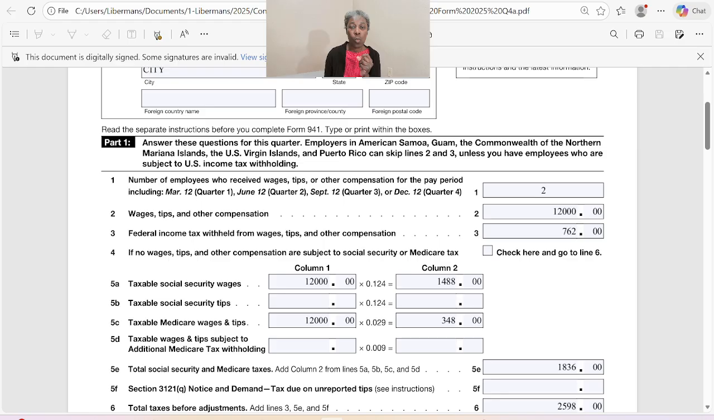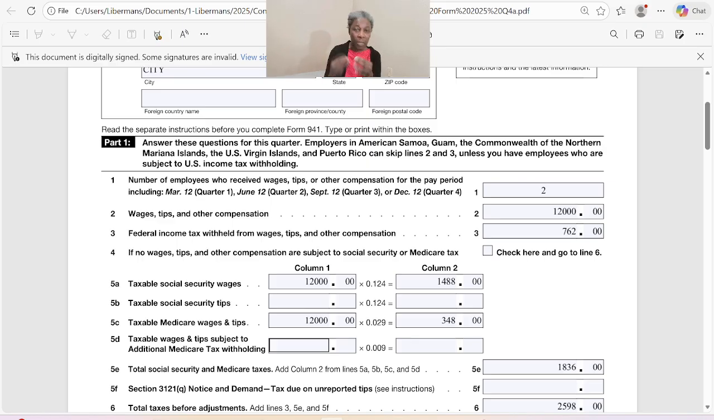So 0.124 times 12,000 gives you 1,488. Again, when you are filing this form, it is recommended you put your decimals. Since our decimal here is 00, we put it regardless. For the Medicare, again, employee and employer portion, so you multiply for both, which gives us 348 here.